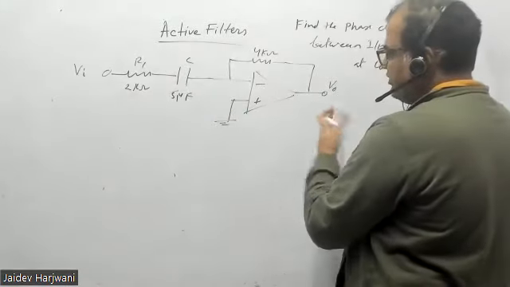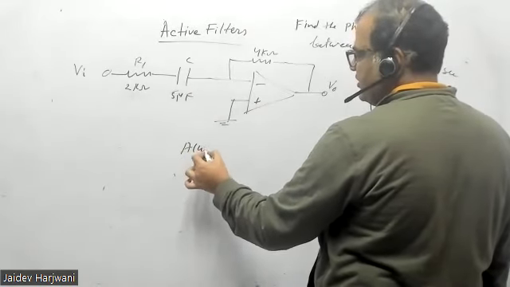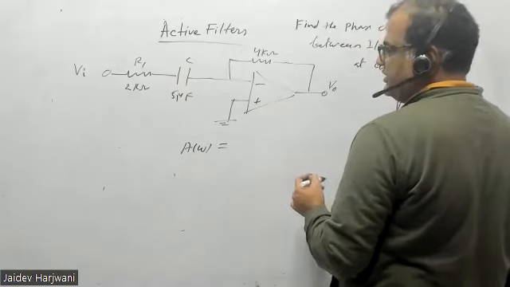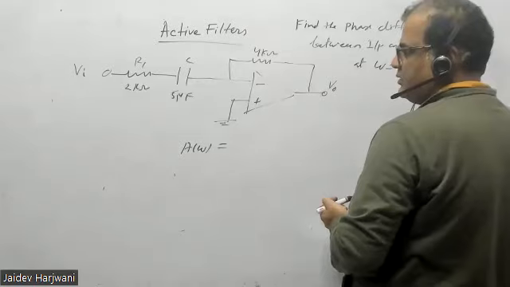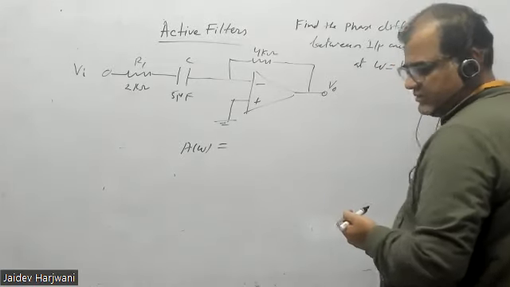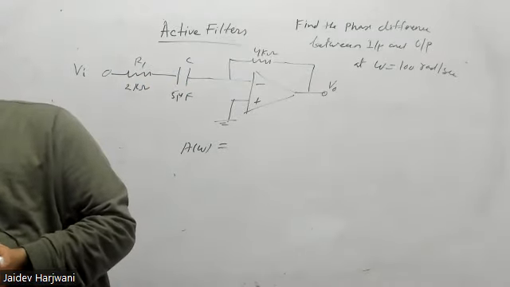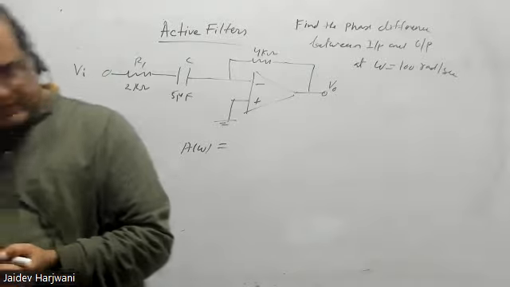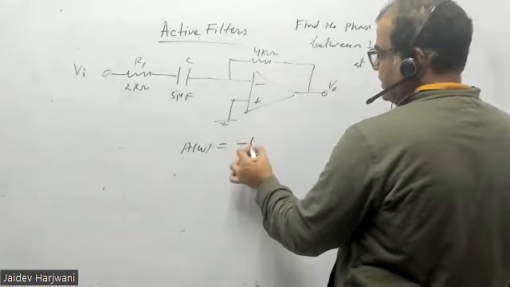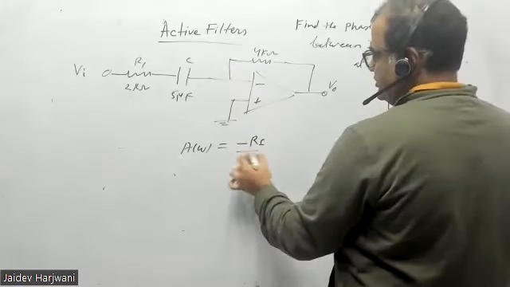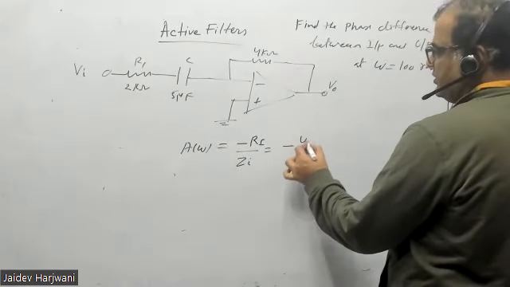Basically, you're asking phase difference, and again, you can check. This is the filter of what? High pass filter. And tell me, what is the gain formula for high pass filter in inverting mode? If you don't remember the formula, you can do it as minus RF upon ZI. RF is your 4 kilo.